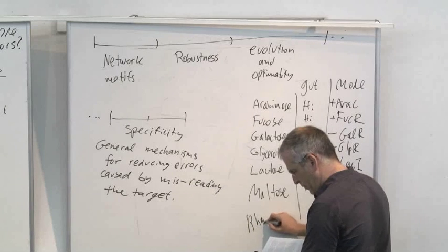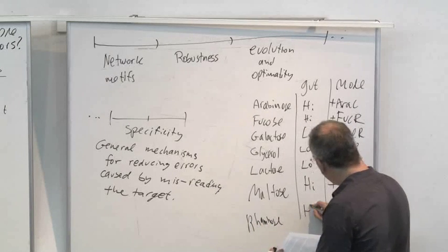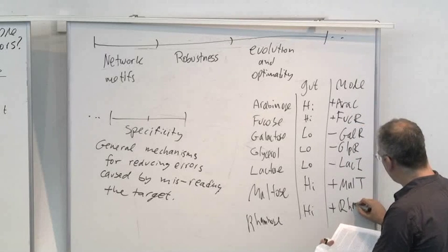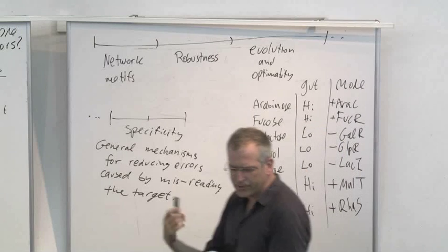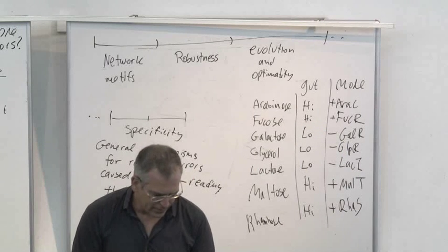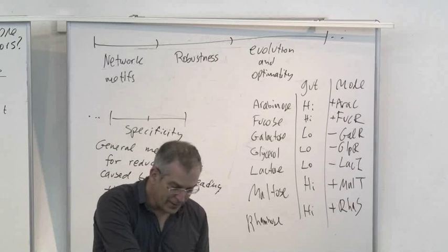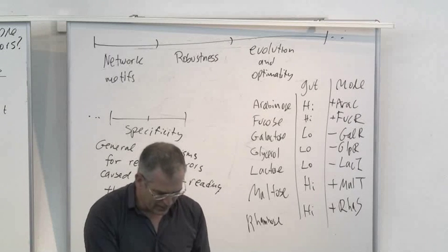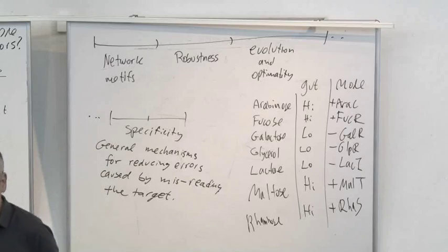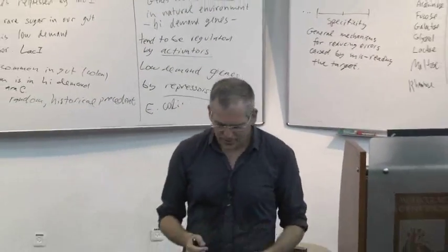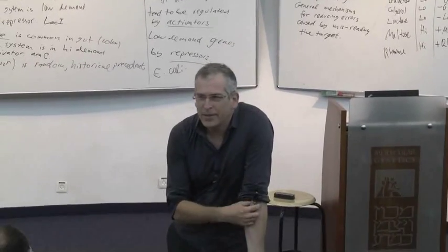Rhamnose is high and has an activator, RhaS. Okay, so evidence like this for 100 different metabolites or gene systems came out basically consistent. Now I want to say it's hard to get accurate demands. Maybe now one of you can do that. I mean, get what's actually going on in the gut.